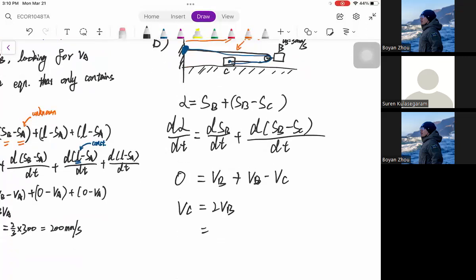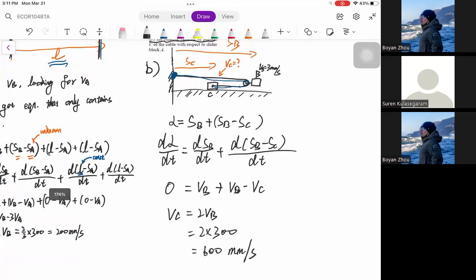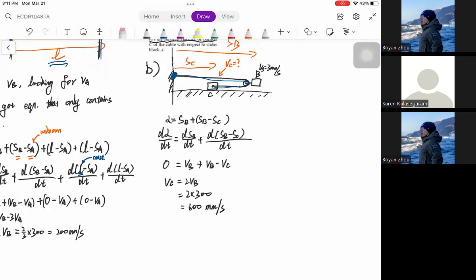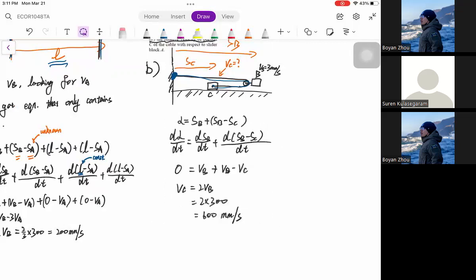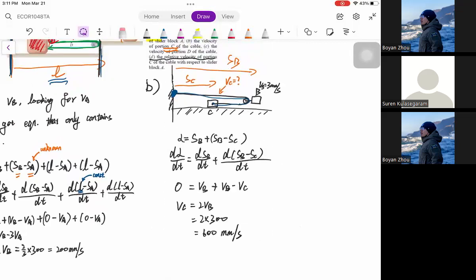So what we have here is 2 times VB is equal to VC. The VB is a given value. It's 2 times, what is VB? 300. So that is 600 millimeters per second. Okay, so that is for question B, part B.